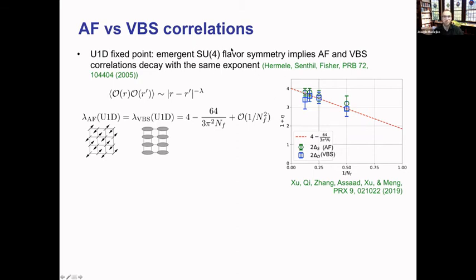So there's an SU(4) flavor symmetry, which implies that in fact there are 2 different operators in the theory that have different physical interpretations. One is in terms of antiferromagnetic correlations. The other one is in terms of bond or valence bond solid correlations that, because of this emergent symmetry, should have the same scaling dimension. They should decay with the same exponent in this U(1) deconfined phase. Again, in the large N expansion, this power can be computed, and indeed, numerically, it's seen that these 2 correlations fall off with the same exponent, and it seems to agree quite well with the large N prediction.